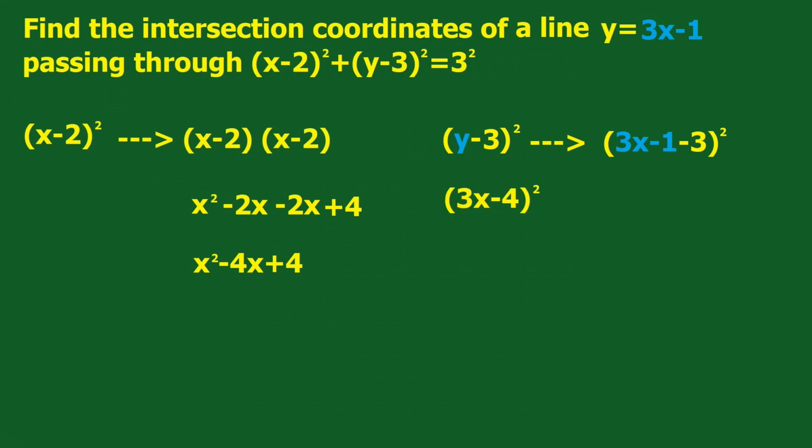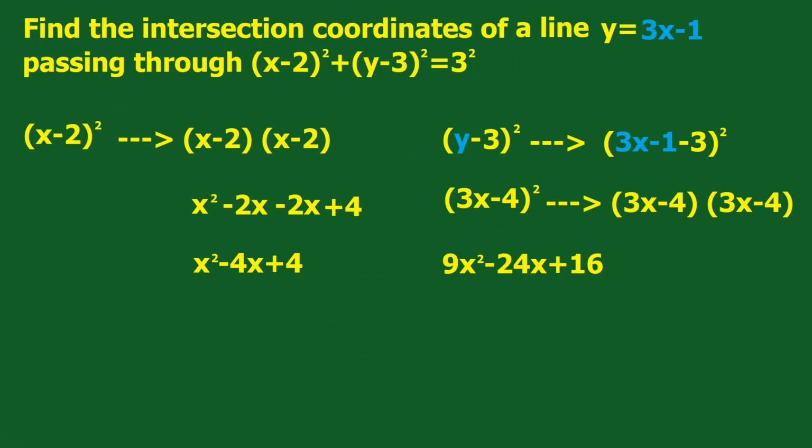Now we also need to factor out this into two binomials. We do the FOIL method again. Now we have two trinomials, but don't forget the plus sign and the 3 squared, just as shown. We are now ready to combine like terms. Assuming we have done that correctly, we now have 10x squared minus 28x plus 11 equals 0.